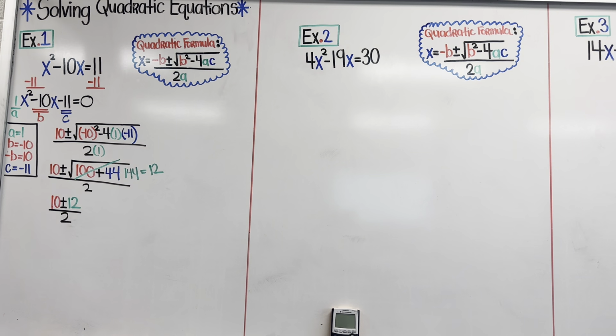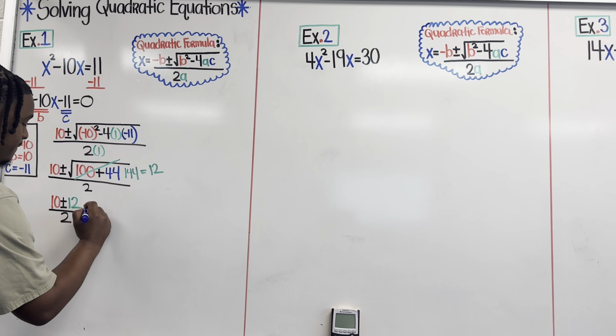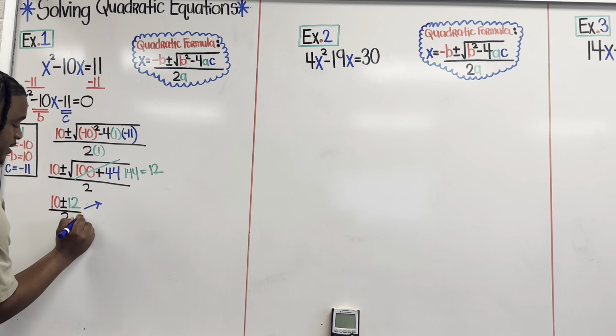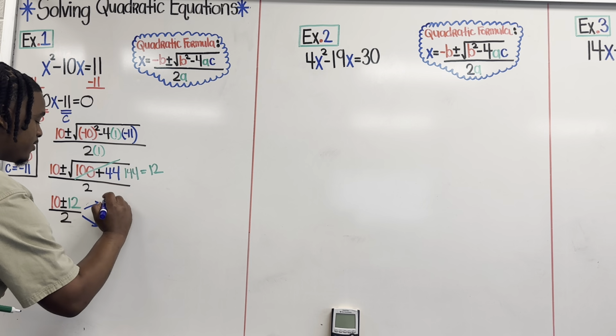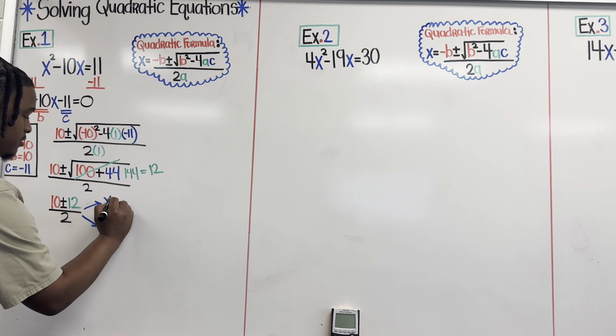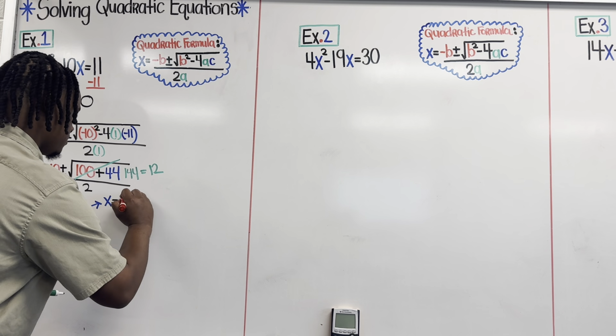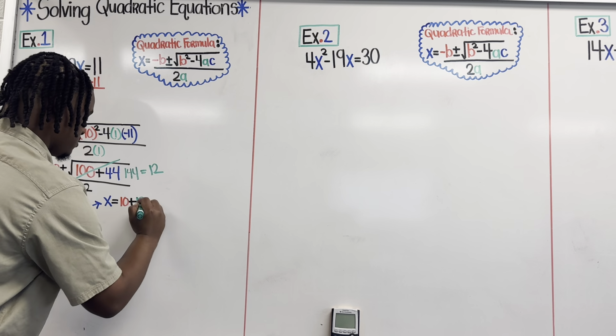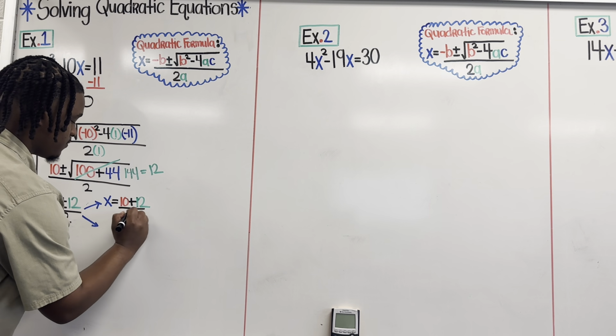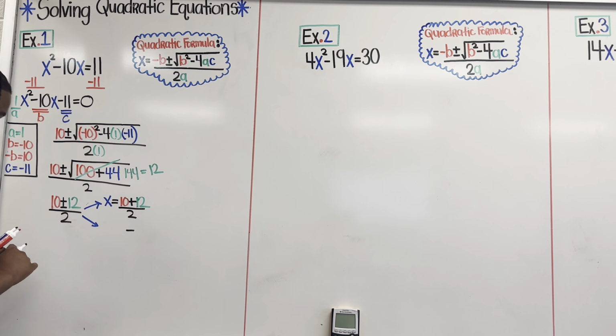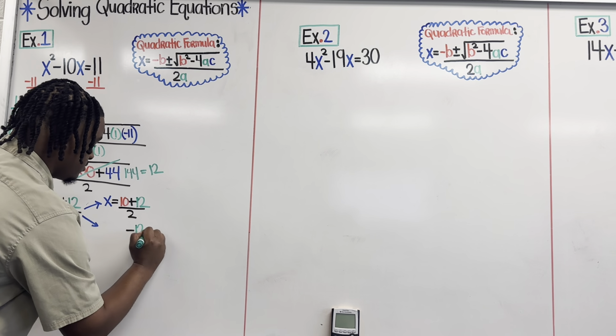Now, mind you, we have two different operations. That's why we have a plus or a minus. In one operation, we're going to add 12 to 10 and divide by 2. In the second operation, we're going to subtract 12 from 10 and then divide by 2. These two operations will give us the two possible values of x. So x equals 10 plus 12 divided by 2, that's the first one. And the second one will be 10 minus 12 divided by 2.